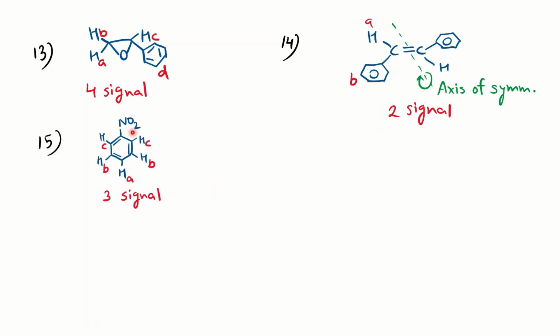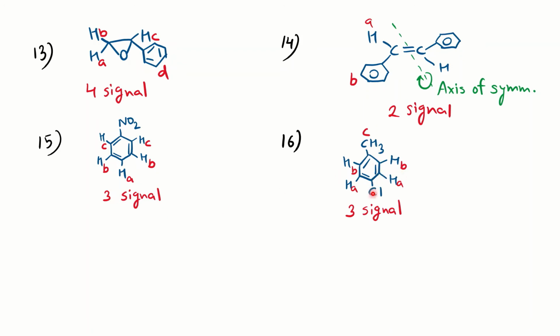Nitrobenzene, you can see nitro being an electron withdrawing group. We'll see how many signals we are getting. One signal for the ortho protons, the 2 protons Hc are chemically equivalent and therefore will give you 1 signal. The 2 protons Hb are chemically equivalent and will give you 1 signal, and the third signal for the proton para to the nitro group. So total 3 signals you will get here.